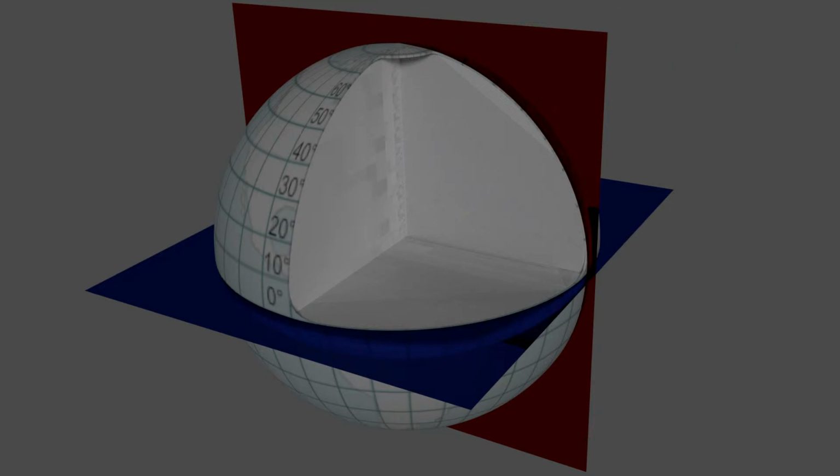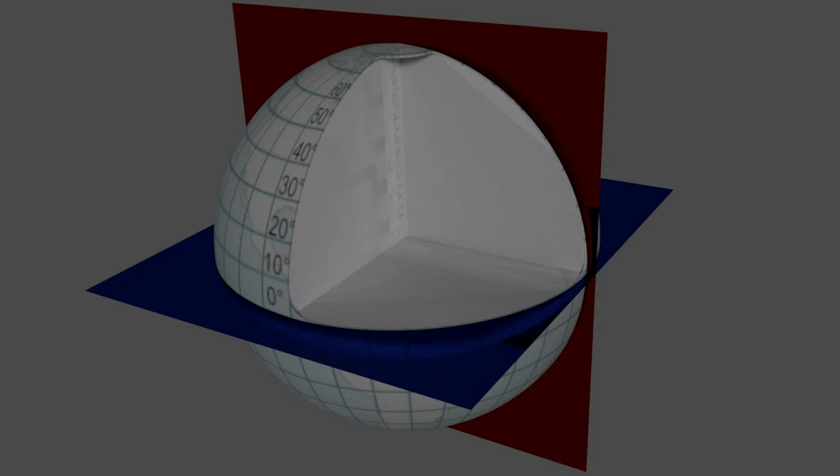Lines of latitude are also known as parallels. They run parallel to one another and parallel with the equator. Lines of longitude, known as meridians, run from the North Pole to the South Pole, and they converge at the poles.